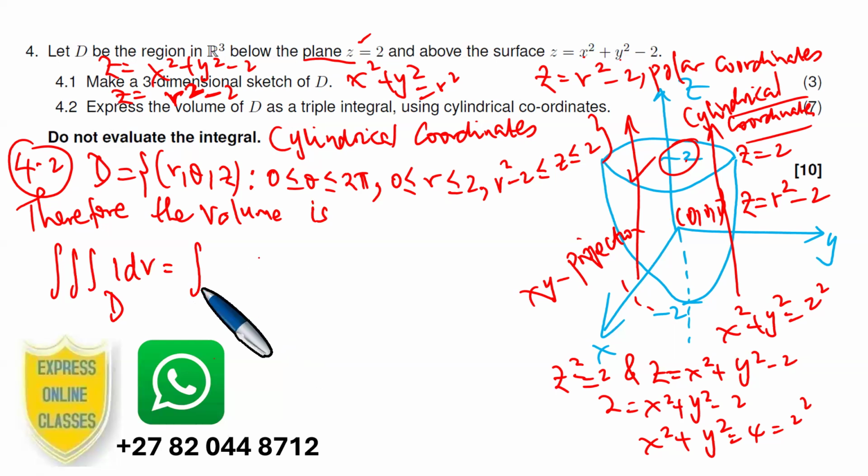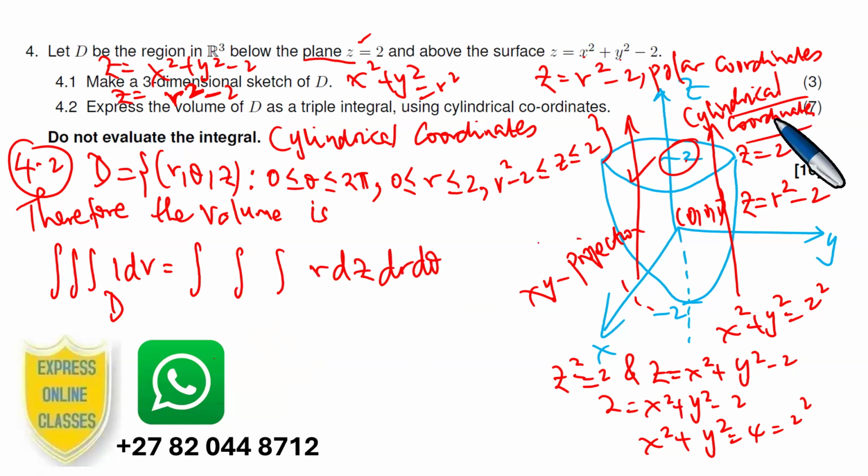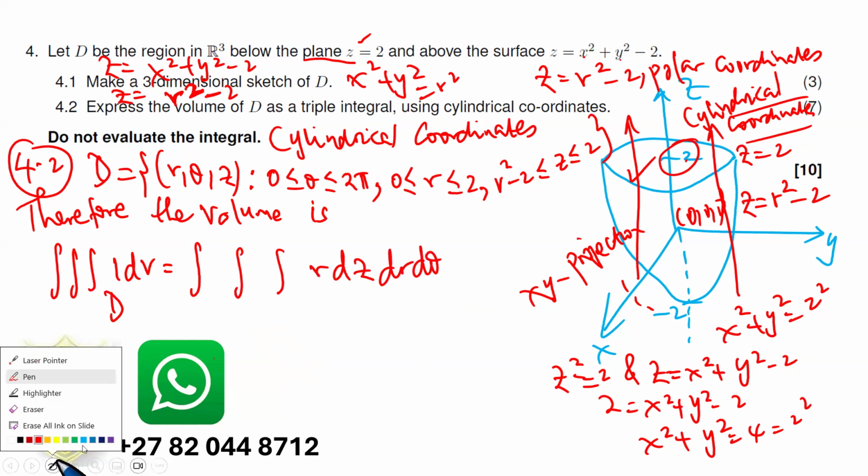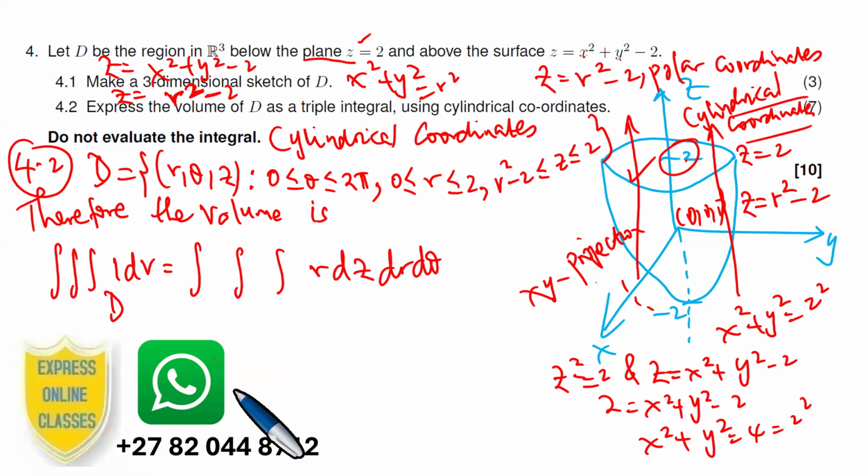Right, the integral now is going to be given in terms of a triple integral. Volume is always r dz dr d theta, in terms of what? Cylindrical coordinates. Then you have theta, which is a full revolution, 0 to 2 pi radians.